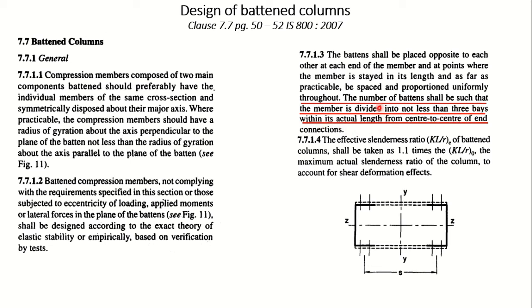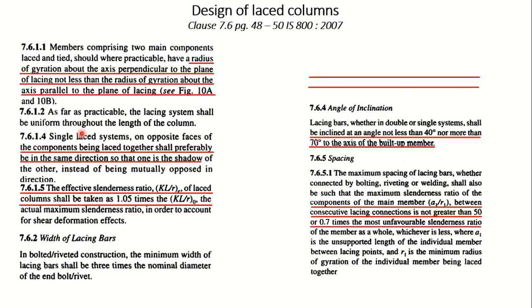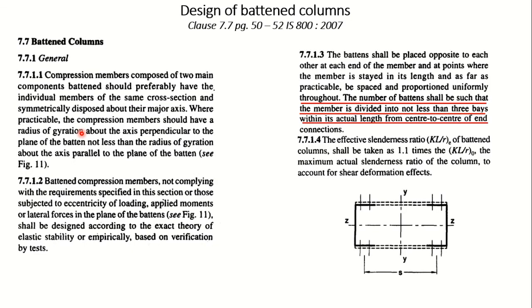Okay, when I provide the battens in the column, whatever number of battens we provide, we should take care that it divides the entire column into not less than three bays. So that will be the base of what we have here. This is one bay. When you provide a batten system, there should be at least three such bays in the column. That will decide the number of battens to be provided in the column first.